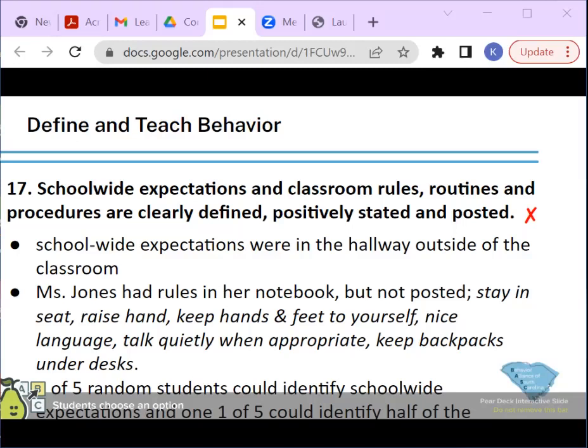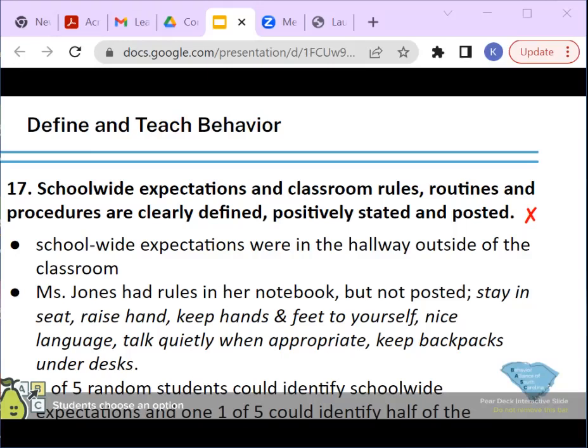Ms. Jones had some class-wide rules, but they were not posted. They were in a notebook on her desk. They were nicely, positively worded, and clearly, I think, a nice set of rules, but they weren't evident when she was observing in the classroom. And of the students that she interviewed, only a few could identify the school-wide or the classroom rules. So there's definitely some problems within this item.